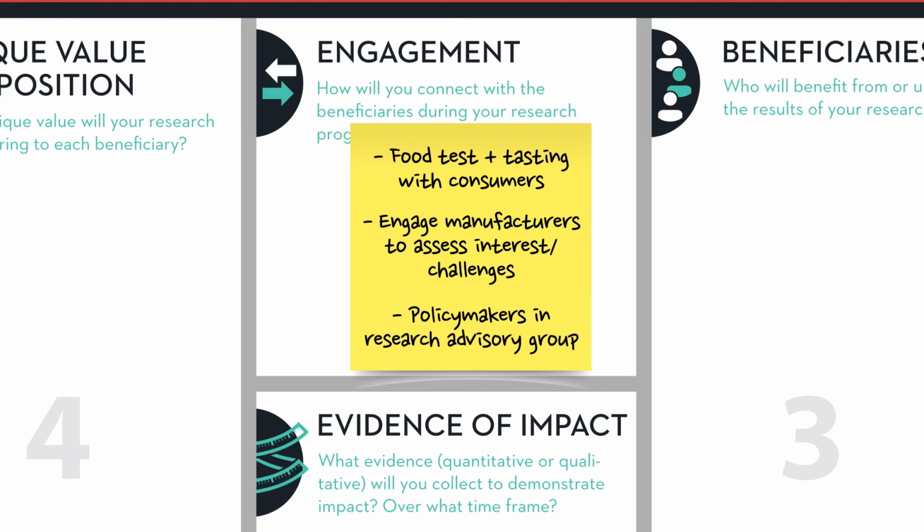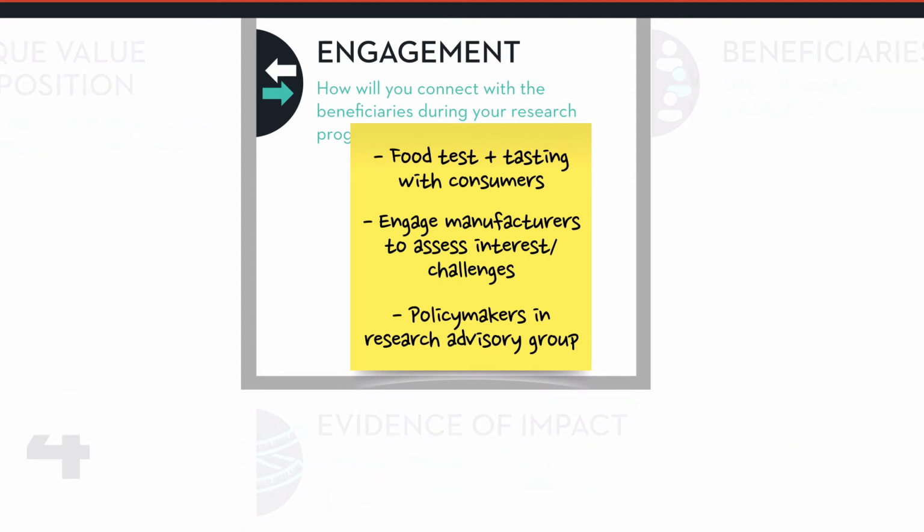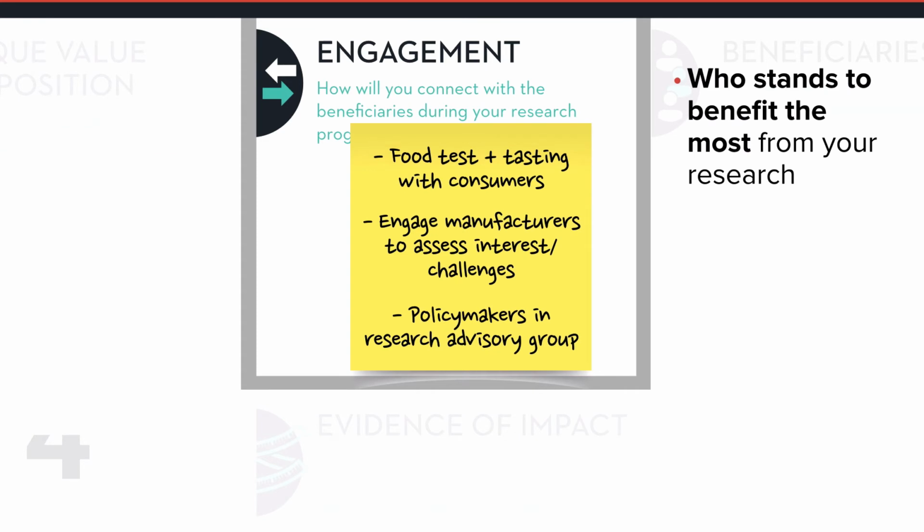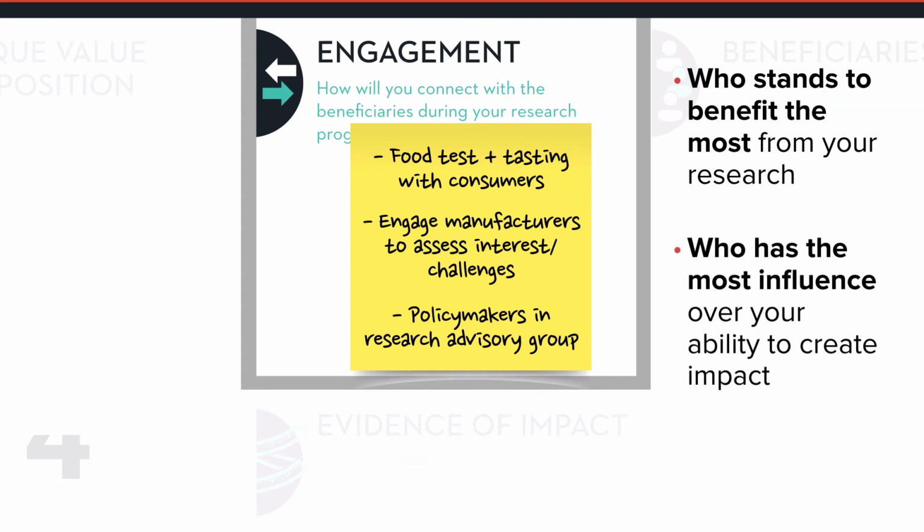For your own research, you might identify dozens of potential beneficiaries, and you won't have time to engage with them all, so it's important to prioritise. Work out who stands to benefit the most from your research, and who has the most influence over your ability to create impact. Then, think about the best way to connect with those people. Sometimes it's as simple as firing off an email and arranging a meeting with the right person.